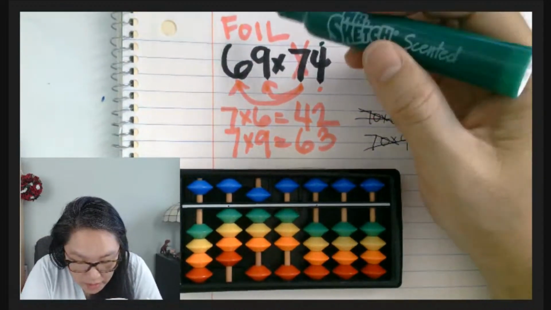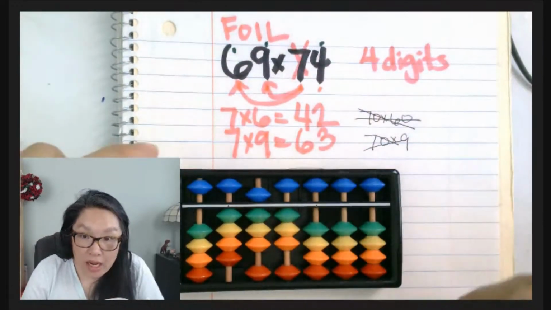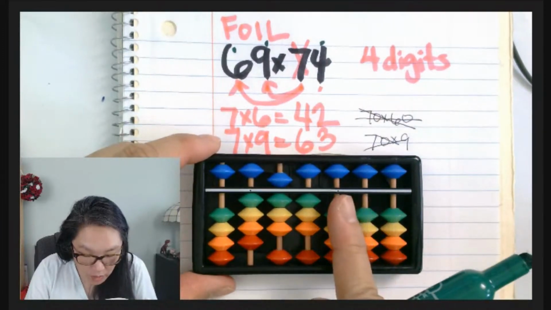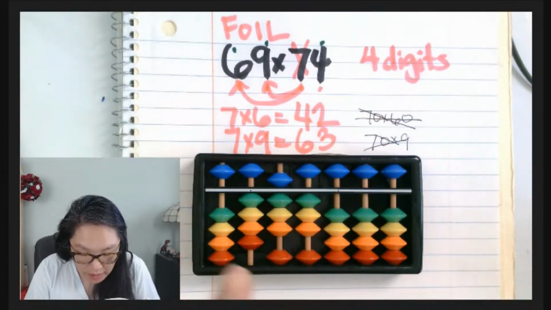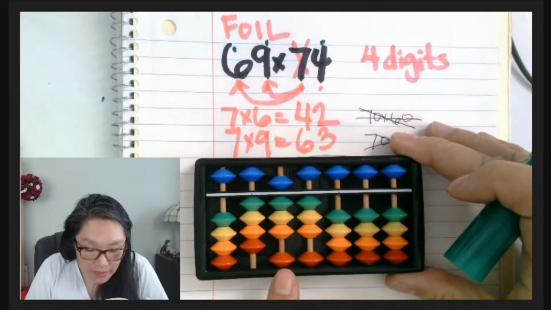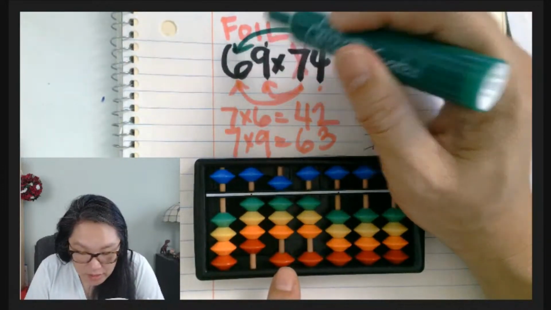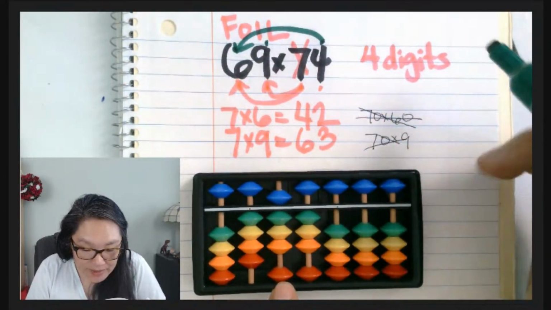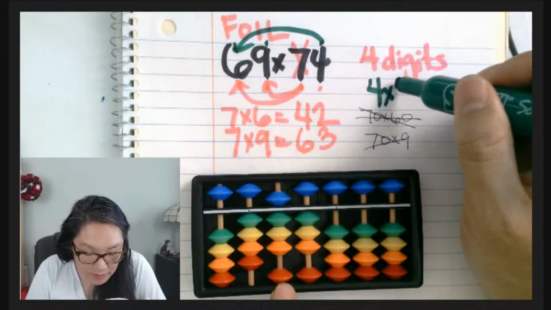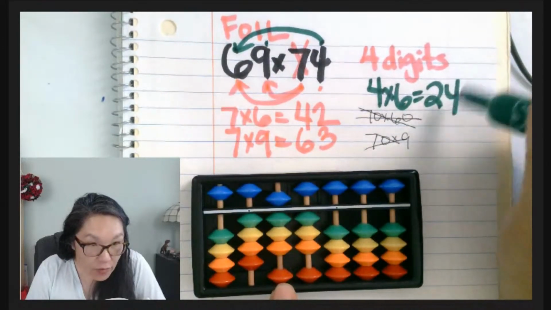I have 1, 2, 3. So now I start at the third column. 1, 2, 3. Here is where I start. My next question is 4 times 6. 4 times 6 is equal to 24.